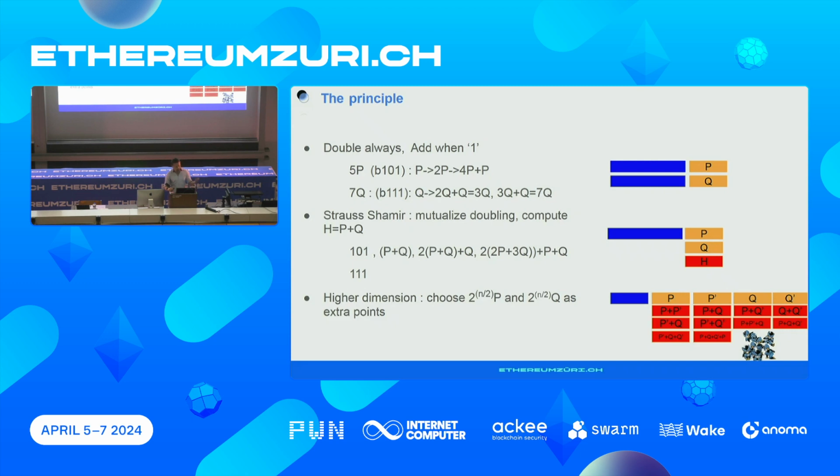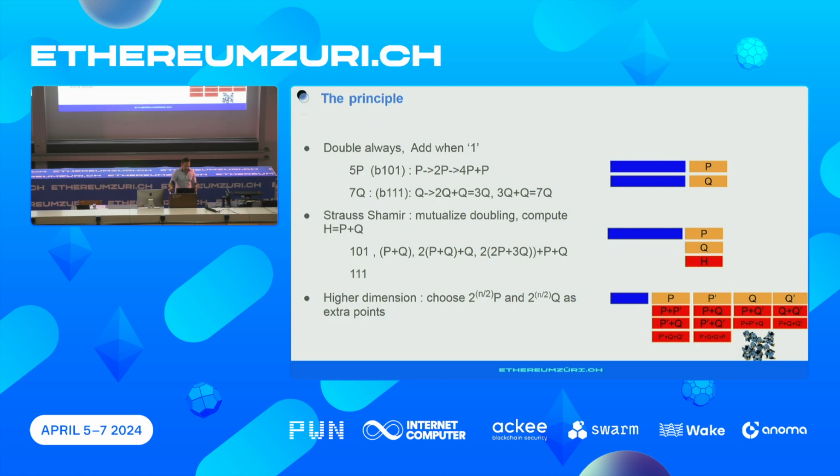So starting from P, from the most significant bit, I have a 0, I double it. And when I have a 1, so computing 5P, I double again, I add P, and this is 5P. You have the same example for computing 7 times the value Q. Starting from Q, double and adding is 3Q, double and adding is 7Q.